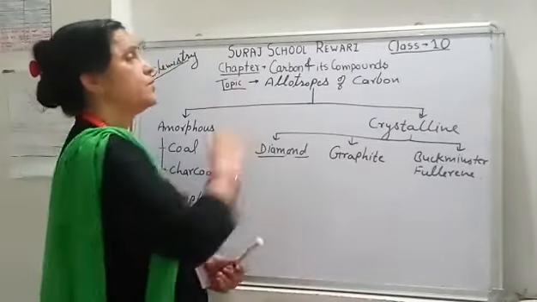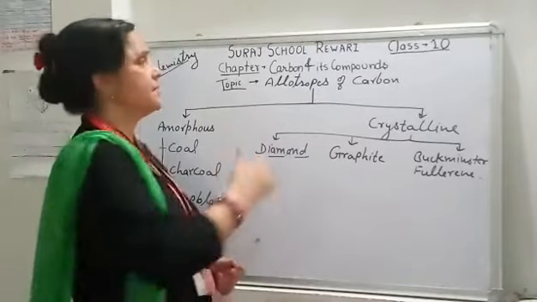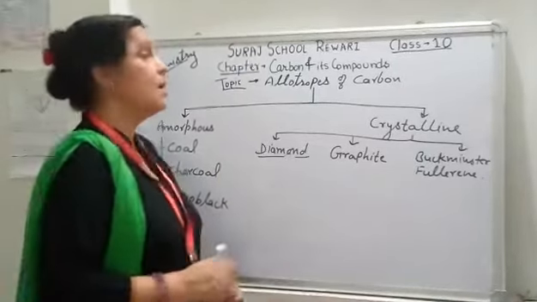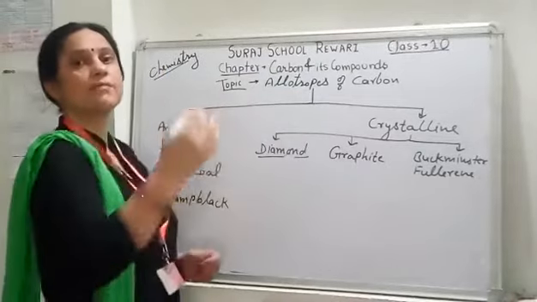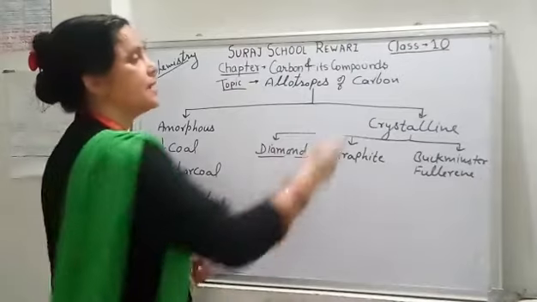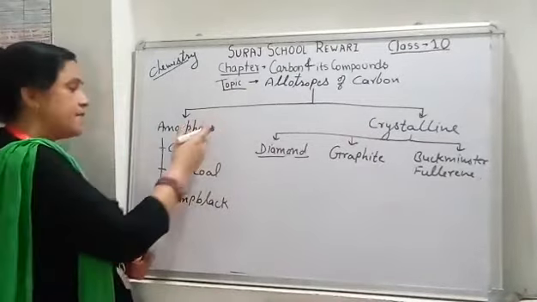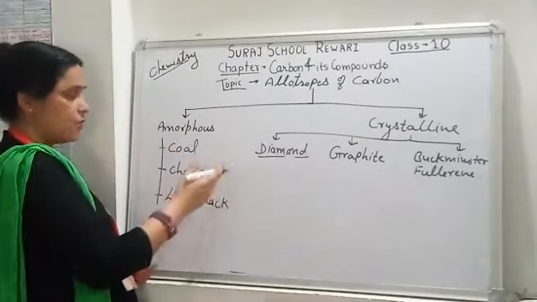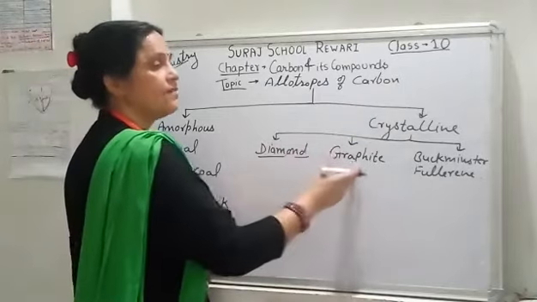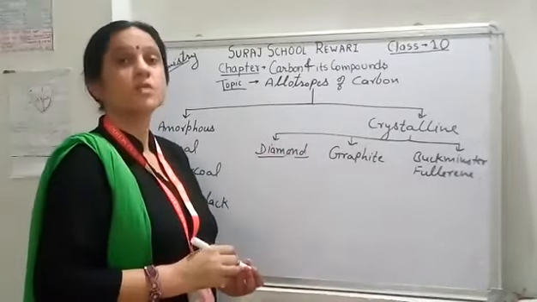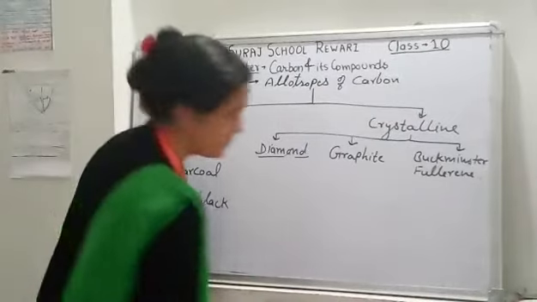Students, today we are going to discuss the topic allotropes of carbon from class 10th chemistry, chapter carbon and compounds. Carbon has two types of allotropes: amorphous, which do not have a particular shape, and crystalline, which have a particular shape. Amorphous have three, called coal, charcoal and lampblack. And crystalline are also three: diamond, graphite and Buckminster fullerene. So we are studying the three crystalline allotrope forms of carbon.